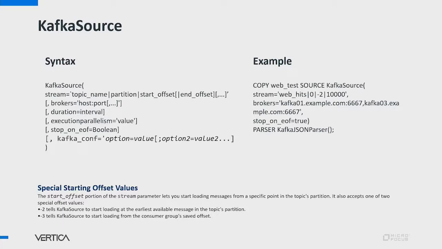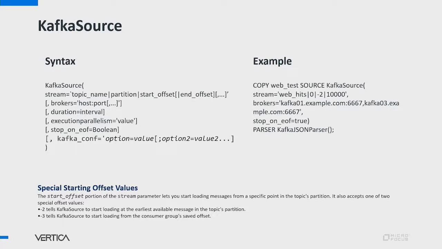So whenever we are copying data from Kafka to Vertica, the source of the copy statement always has to be Kafka source. If you look at the syntax to define a Kafka source, the first parameter, stream, is where we define what data needs to be loaded in the form of Kafka topic, partitions, and start and end offsets. We can also specify the number of threads that will be used when loading data, and this is done by specifying the value for execution parallelism.